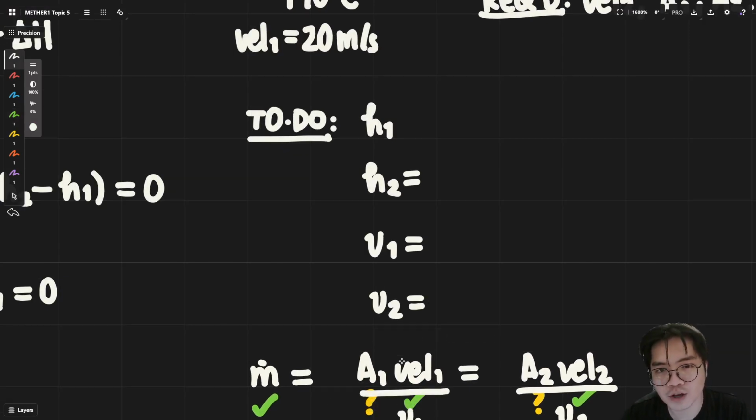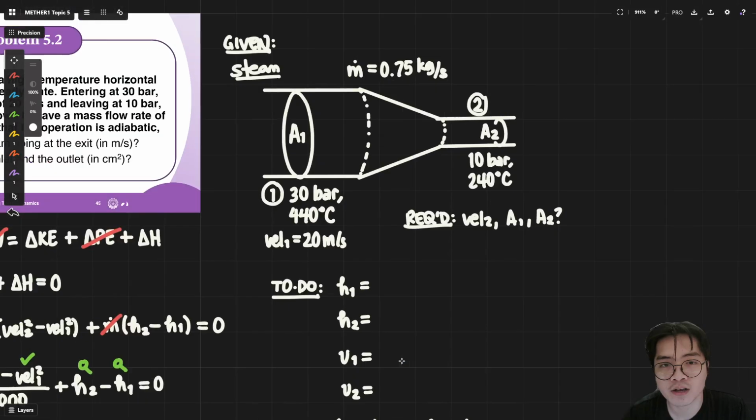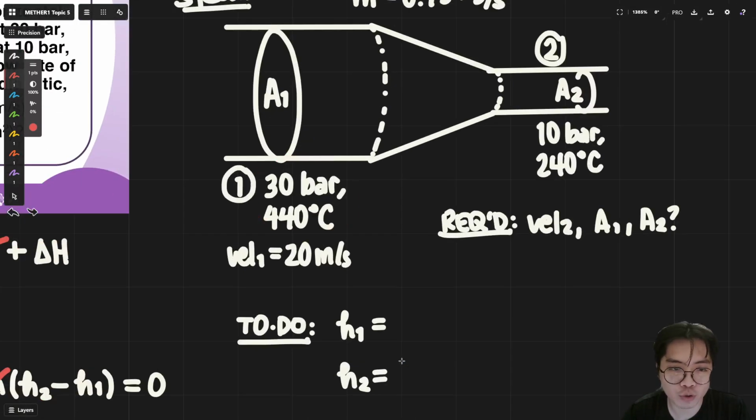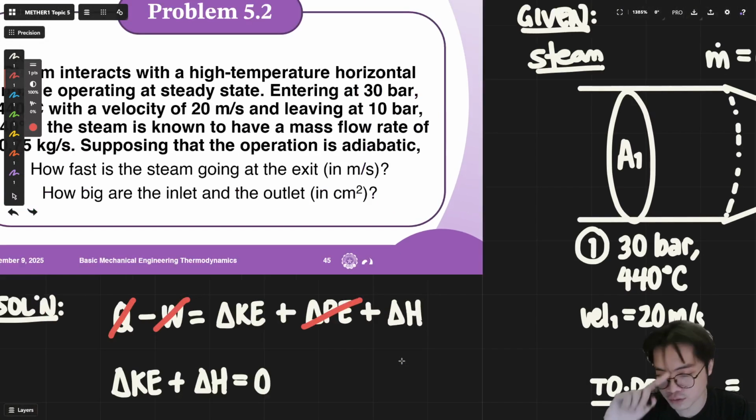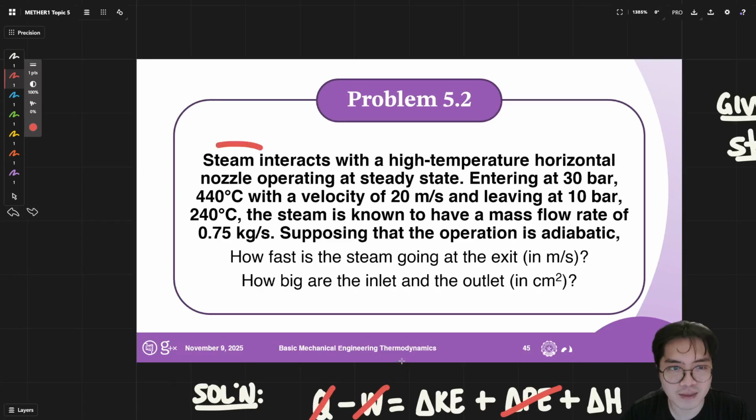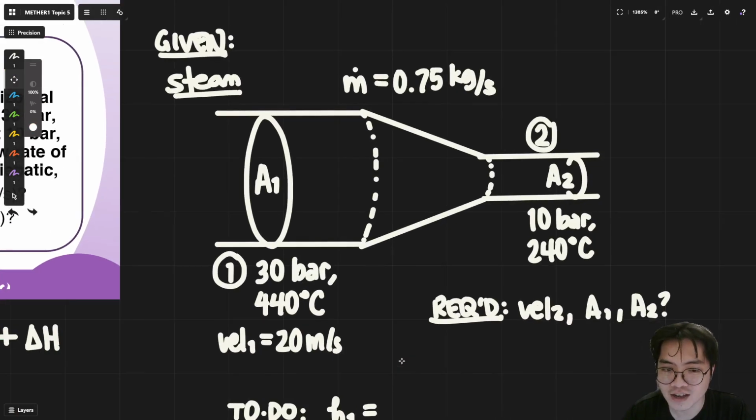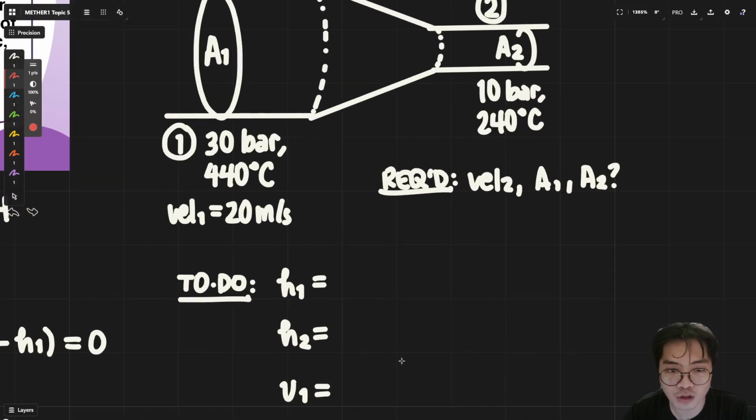Note that I'm very confident because we are being given 2 properties for each state, a pressure and a temperature. And if this is not yet very obvious, it's steam. It's a superheated vapor, right? So both of these things are superheated vapor. So let's just look at our superheated vapor tables.